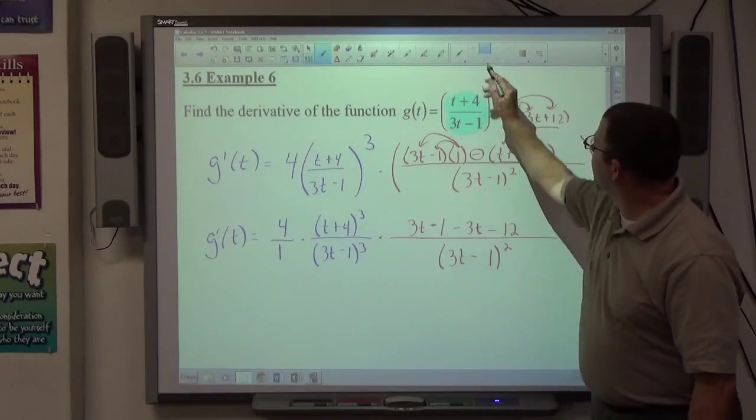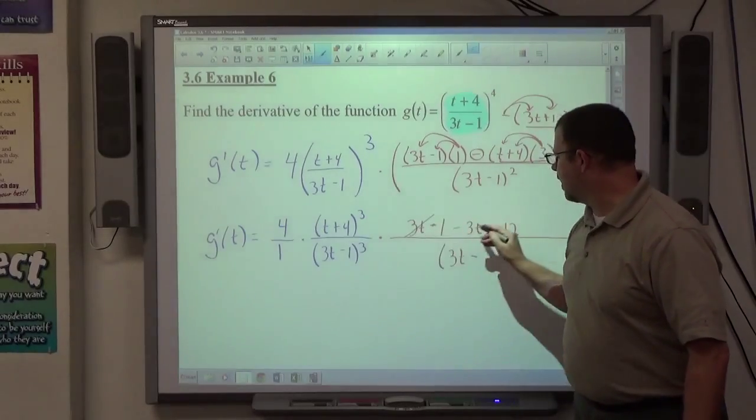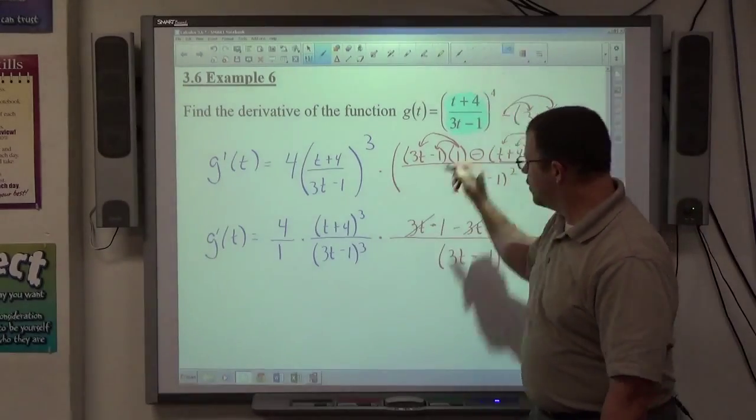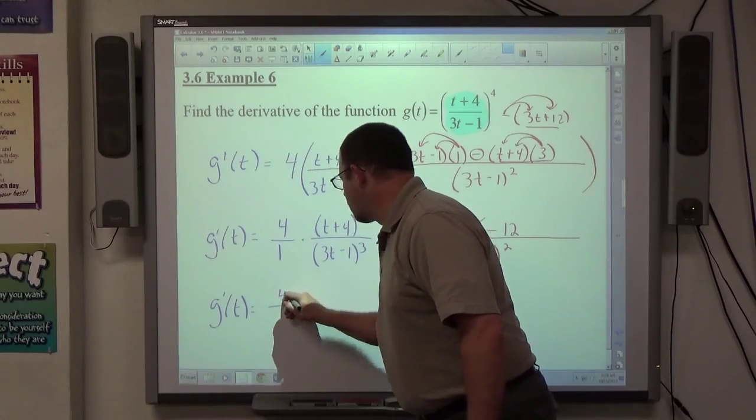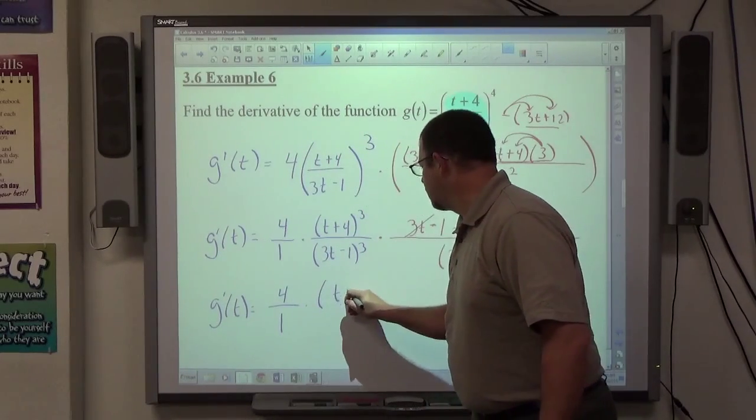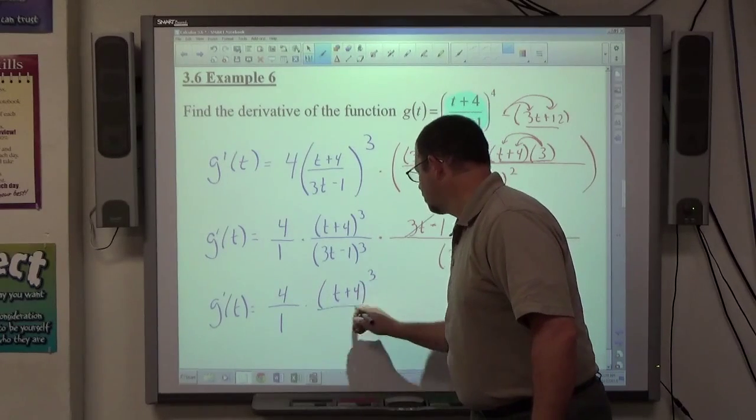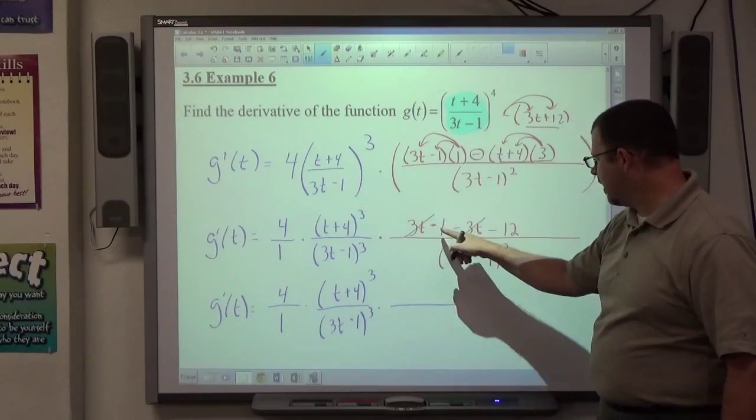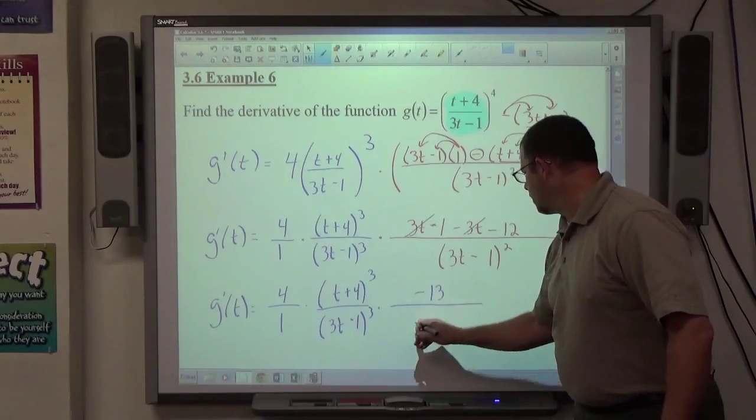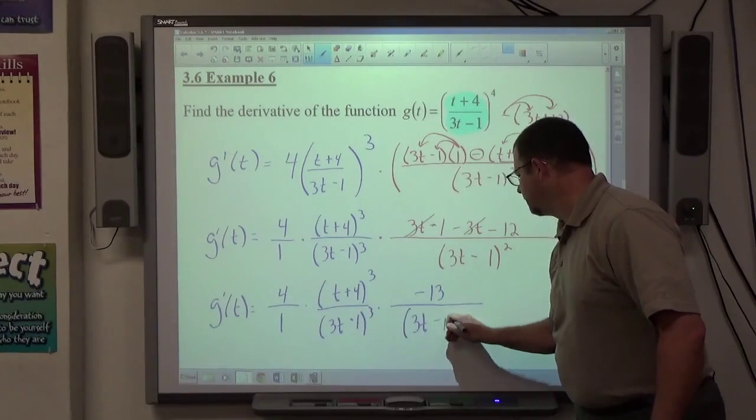So what we end up with here, 3t minus 3t cancels. So altogether, g prime of t now, I've still got my 4 over 1 being multiplied by my t plus 4 cubed over 3t minus 1 cubed. It's being multiplied by, that's negative 13 on top over 3t minus 1 squared.